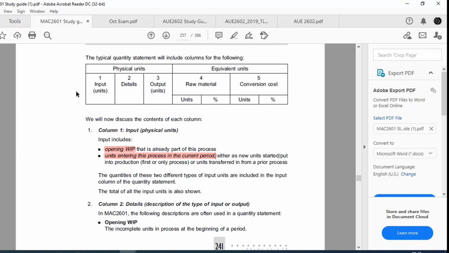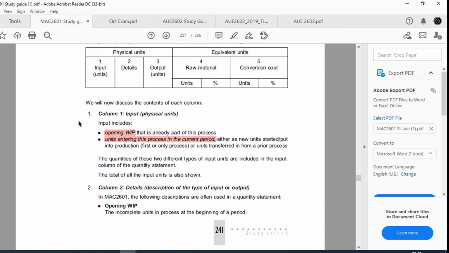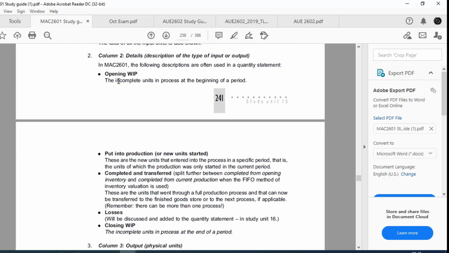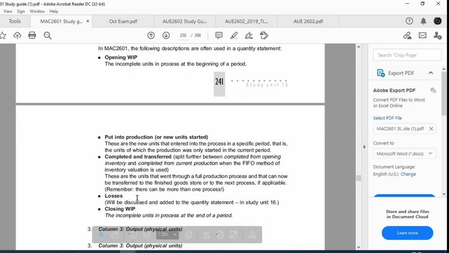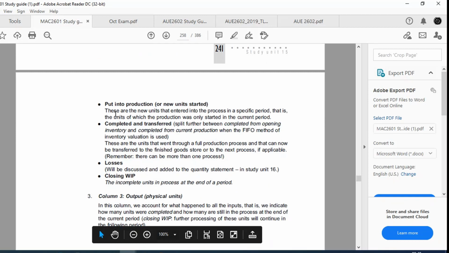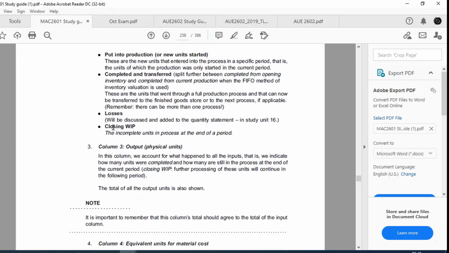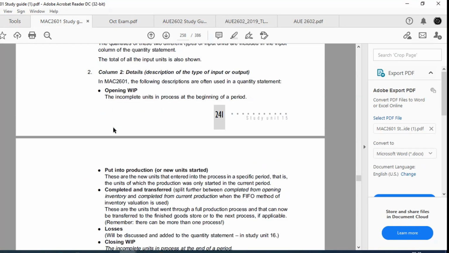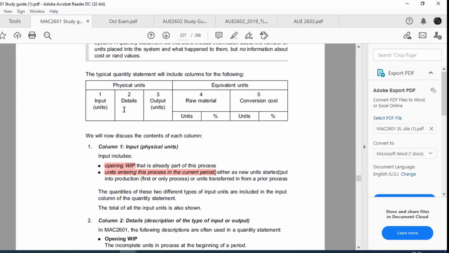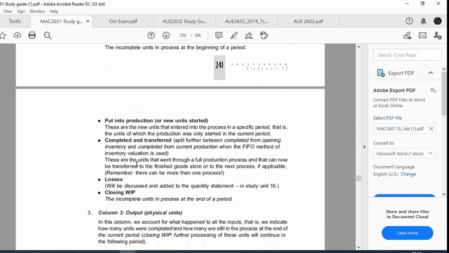Then under your details, this is where you give a description as to what's what. You'll say opening WIP: this is the incomplete units in the process at the beginning of the period put into production. This is just to explain what's what, right? So you will read all of those so that you can have an understanding in terms of descriptions of what could be put under both inputs and output.